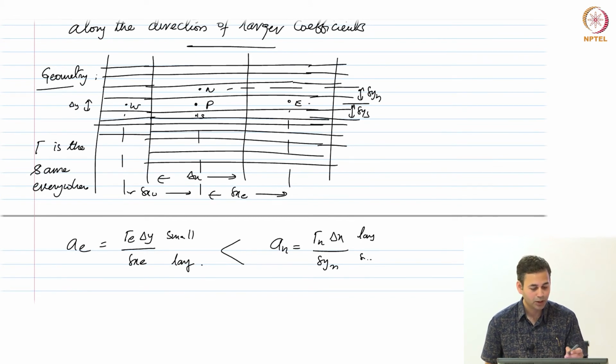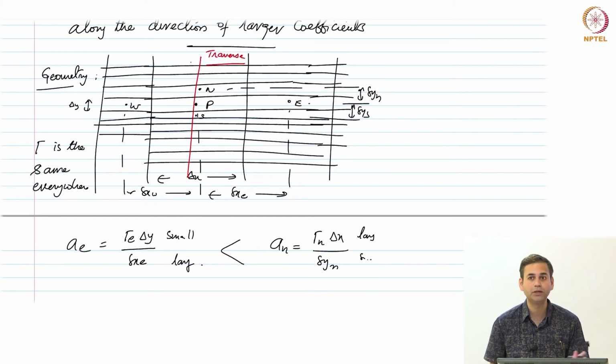Essentially, your traverse would be along this direction, this is your traverse direction, and your sweep would be in the x direction. Okay, fine. So essentially you choose it along the larger coefficients.